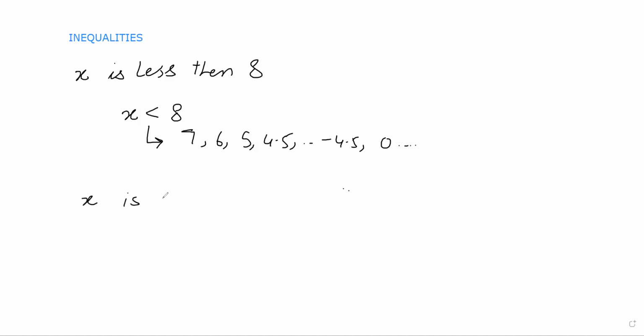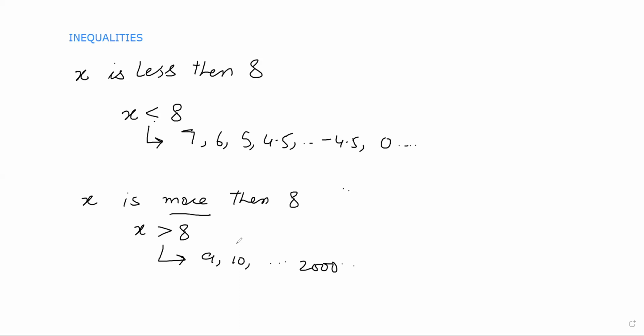x is more than 8, we can write it as x is greater than 8 like this. We will use the sign of greater than if it is more, and less than if it is less. More than 8 means 9, 10, 2000 or any number that is greater than 8. So these are the inequalities that are used.